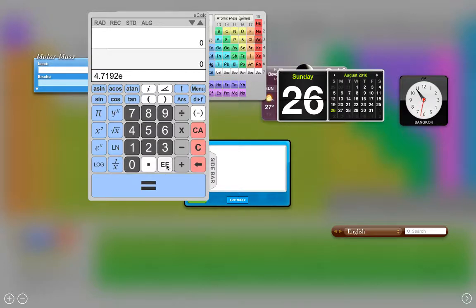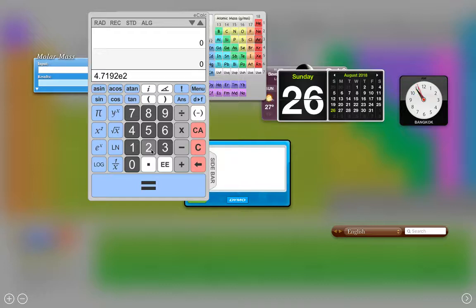4.7192, you go EE 2. See that? EE 2. This E2 means times 10 to the 2, right? You do not say EE and then times 10 to the power of 2. No. You do not say E power 2. No. You just say EE 2, and that's it.